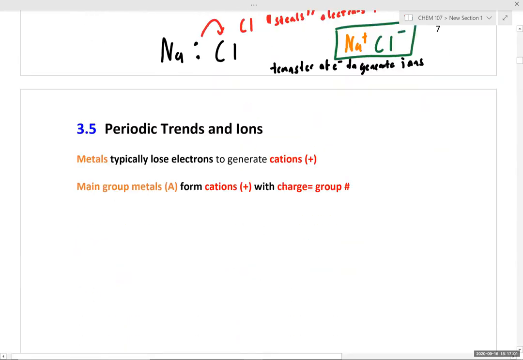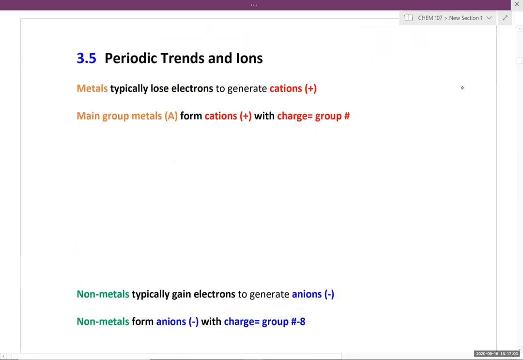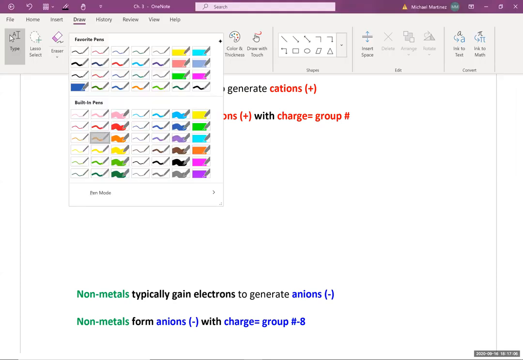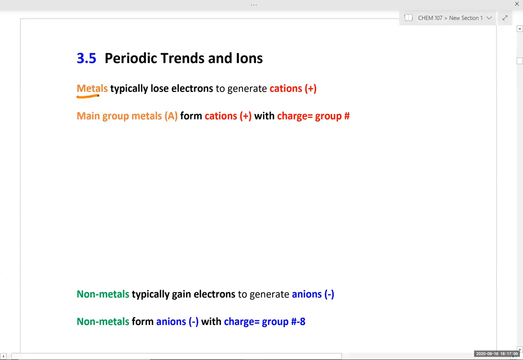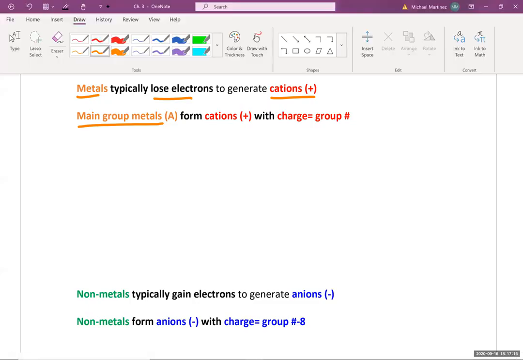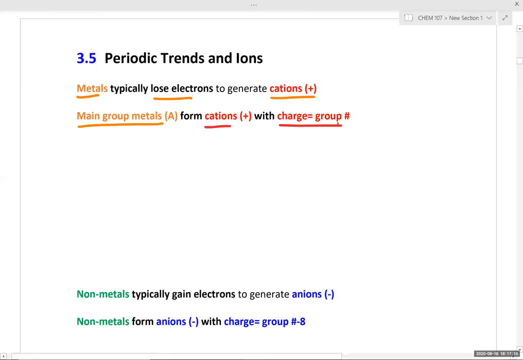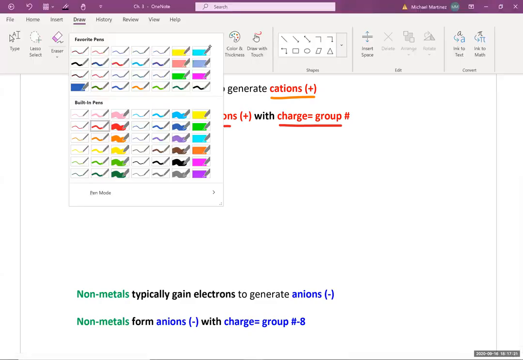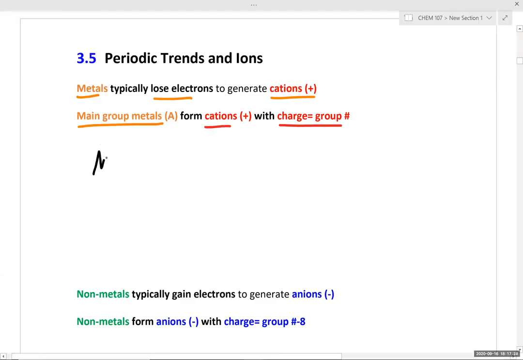If not, let's keep going and talk about periodic trends and ions. So metals typically lose electrons to make cations. Your main group metals will form a cation with the charge equal to the group number. So for example, magnesium, which is a 2A element, would like to form the cation Mg2+, because the group number is 2.